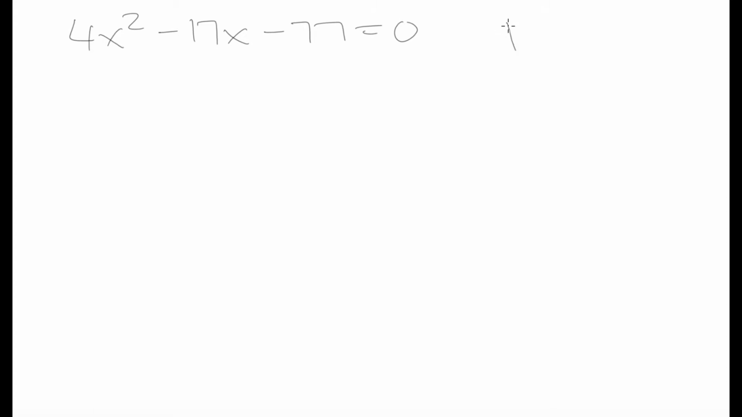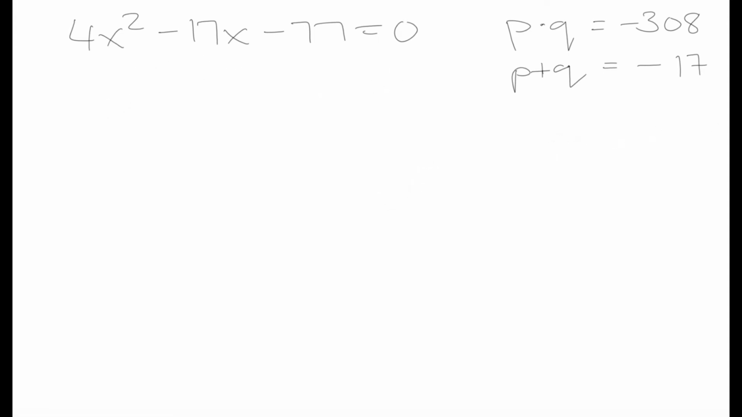And when we factor by grouping, we know that we have a similar method to when we have a coefficient of just 1, in that we have to find two numbers that multiply together to give us, instead of just negative 77, negative 77 times 4, and that is equal to negative 308. And we're going to need to find two numbers that add together to give us negative 17. And unlike when we have a leading coefficient of 1, we are going to use the two numbers that we get here to actually break up this middle term, and then we can factor by grouping.